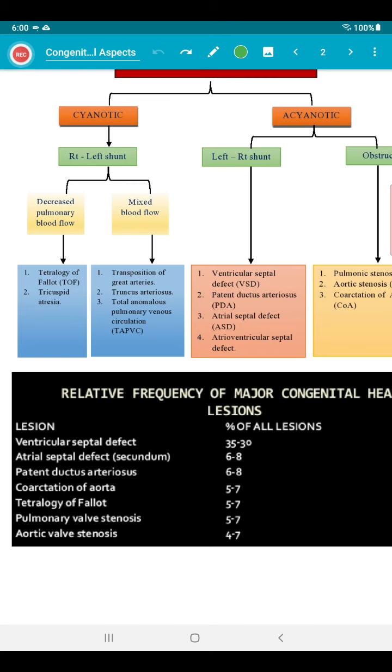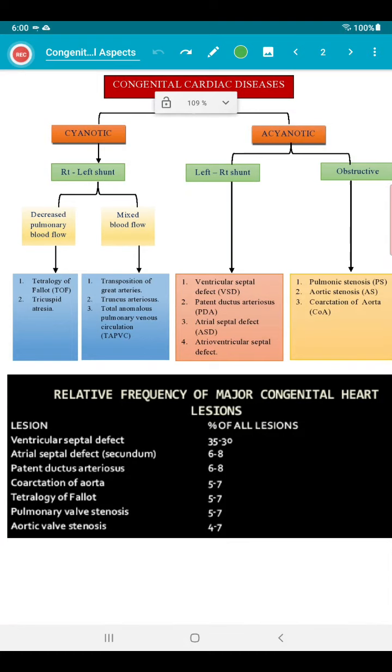These are the figures of the prevalence of congenital heart disease in human beings. So you must remember which ones are the commonest, the first, second and third. You must remember.